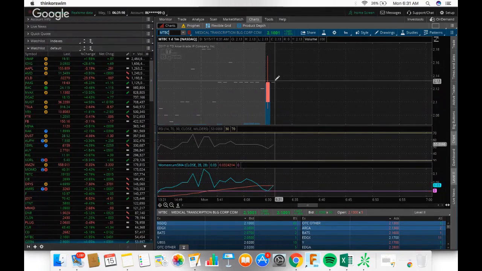And again, the first 15 to 30 minutes of the market open are going to be your most volatile and most active minutes. So be sure to take advantage of that.